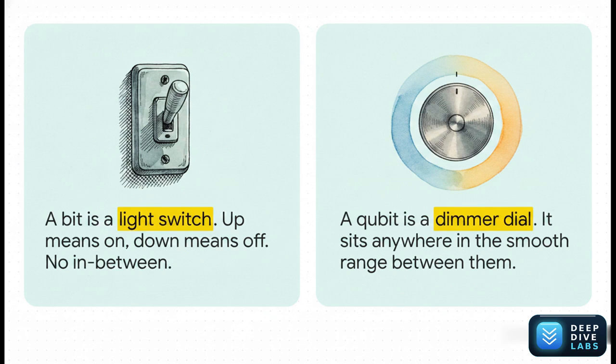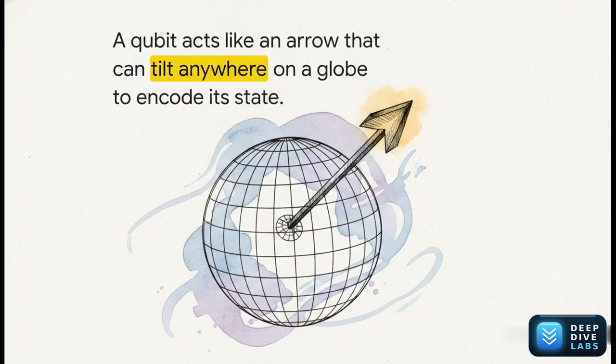But now, picture a dimmer dial. You know, the kind you use to slide a light from fully off, through every single subtle shade of dim, all the way up to fully bright. A qubit is much more like that dial. It can sit at off, it can sit at on, but it can also confidently rest anywhere in that smooth, continuous range between them.